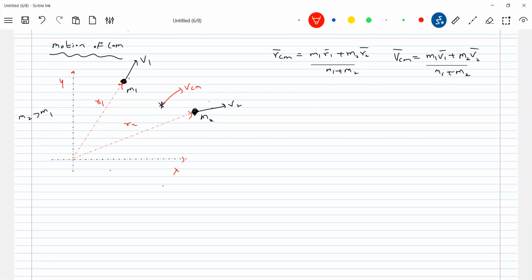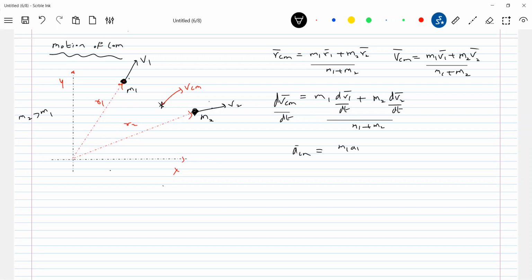Due to some force acting on the particles, the velocities of the particles are going to change: (m1 dv1 by dt plus m2 dv2 by dt) by (m1 plus m2). Correspondingly, the velocity of center of mass is also going to change. So this should be equal to A_CM, (m1 A1 bar plus m2 A2 bar) by (m1 plus m2).